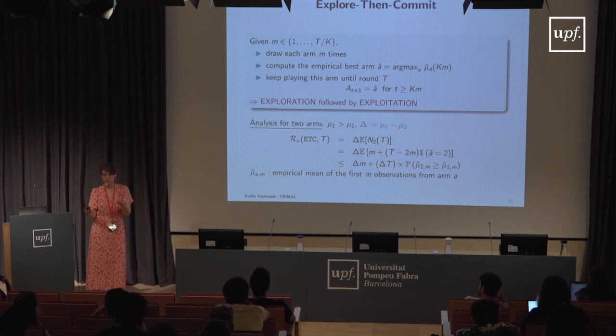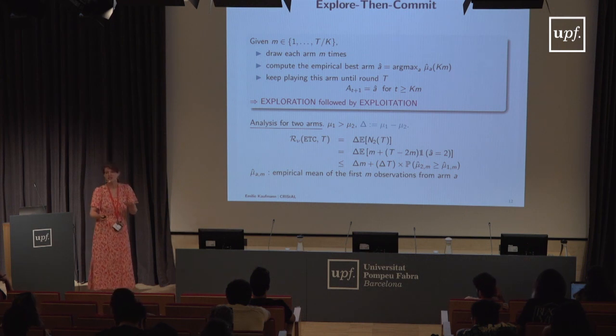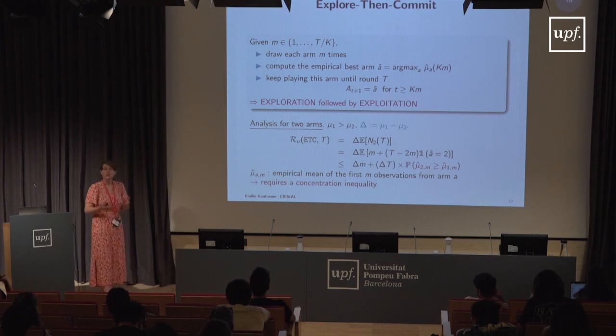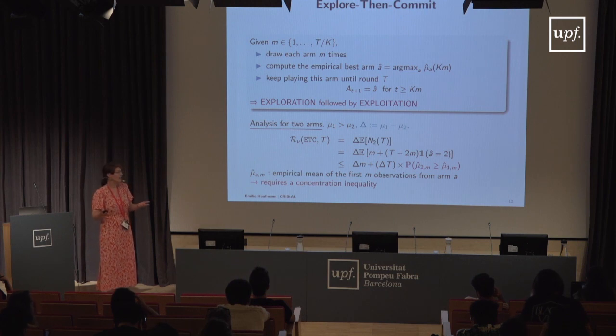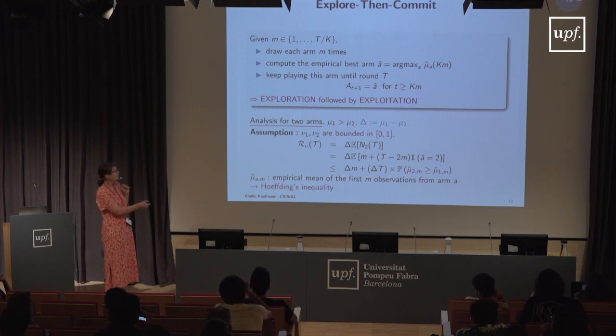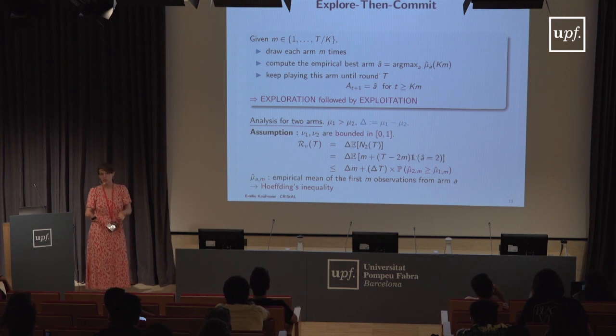But what is the probability to pick the wrong arm? It's precisely the probability that the empirical mean of arm 2 based on m samples was larger than the empirical mean of arm 1 based on m samples. And this is actually unlikely to happen due to concentration inequalities. Indeed, we want to do, as I emphasized at the beginning, non-asymptotic analysis, and actually we can bound this. And so when we want to use a concentration inequality, as the talk of Yevgeny highlighted, then we have to make some assumption on our distribution. And for example, if we are willing to assume that the distributions are bounded in 0,1, then we can use Hoeffding inequality to control this.